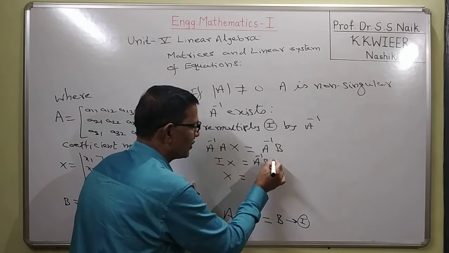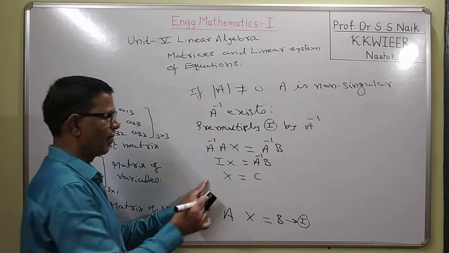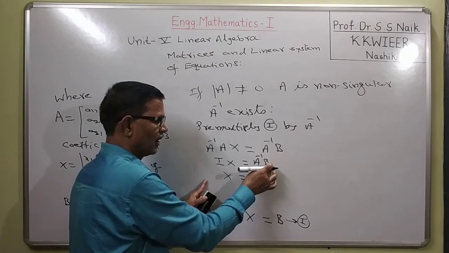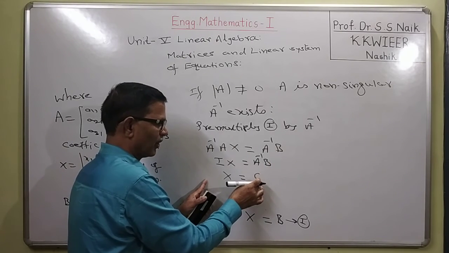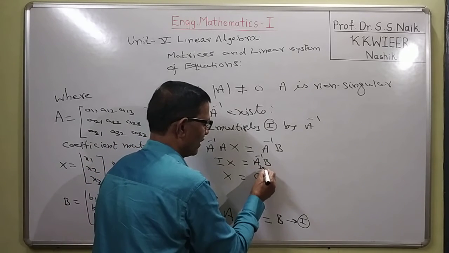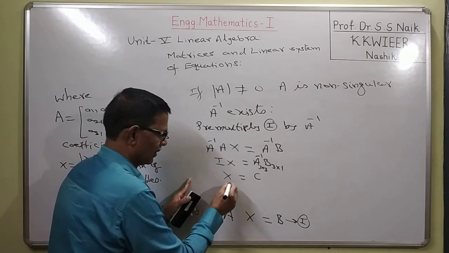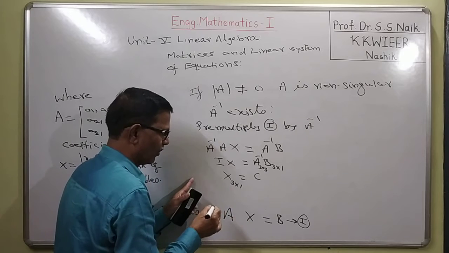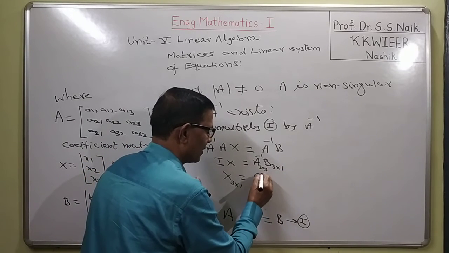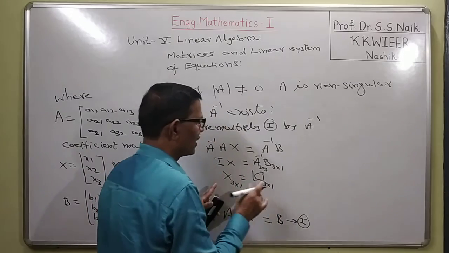Then A inverse into B is equal to C, for example, where A inverse is a 3 by 3 matrix, B is a 3 by 1 matrix, and this also becomes a 3 by 1 matrix. The 3 and 3 get cancelled, and again this becomes a 3 by 1 matrix.